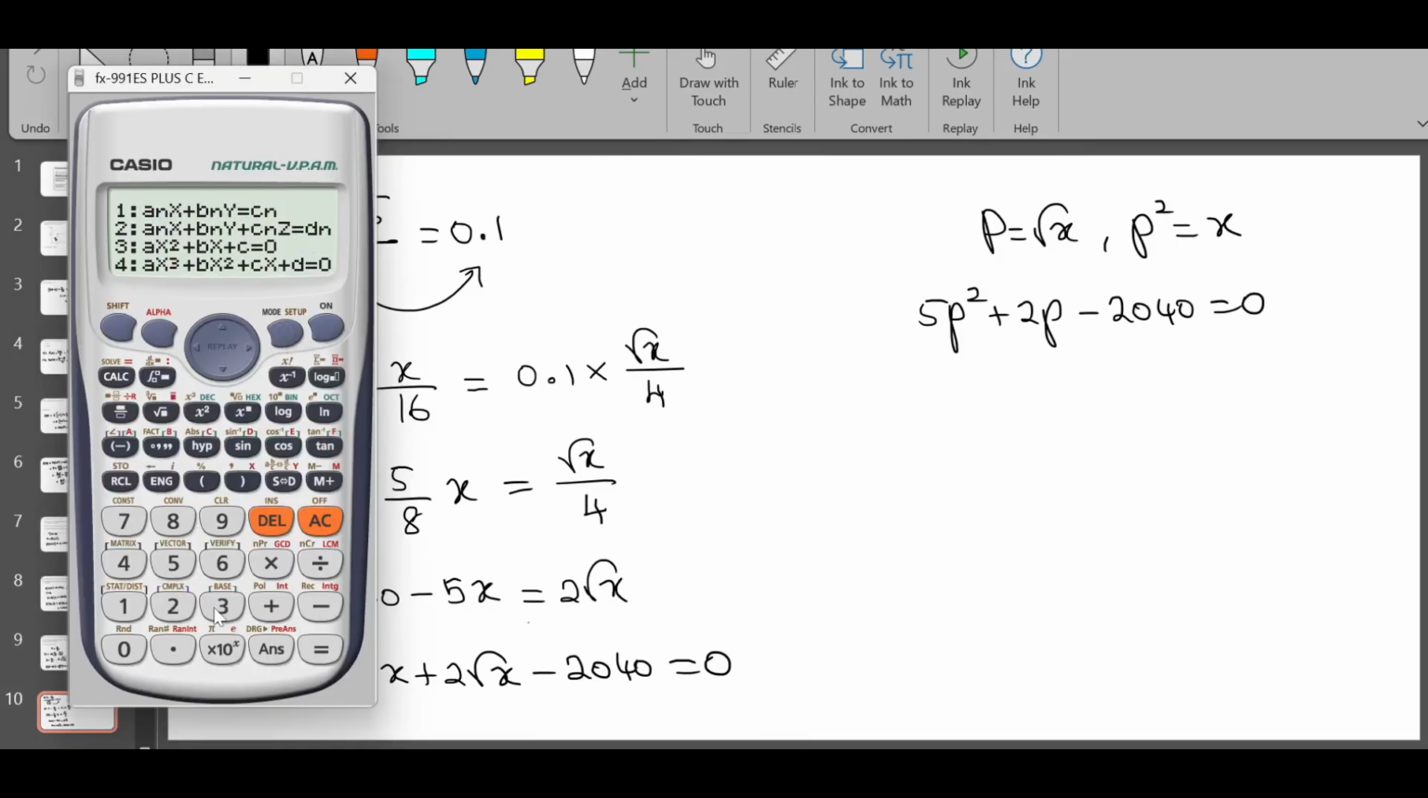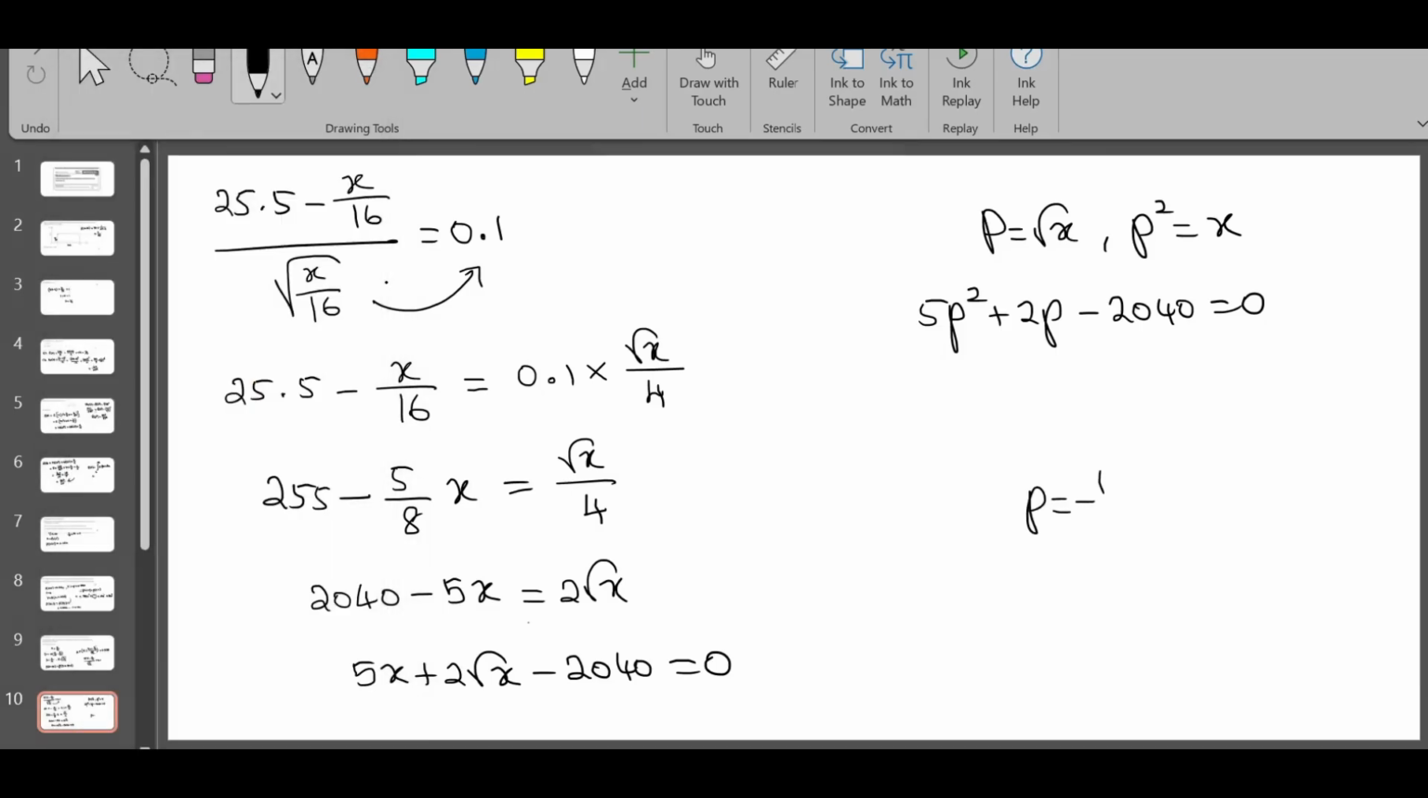Let's solve this quadratic. 5, 2, minus 2040. Okay, the value of x cannot be negative. Anyway, let's write both the values. P is minus 102 over 5. P is 20, so it's going to be 5p plus 102. Anyway, it's not the value of x, it's the value of p, right?